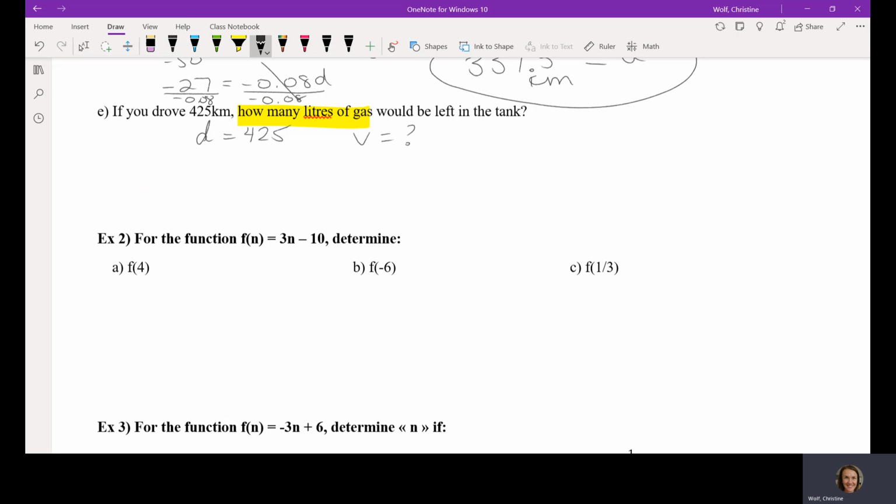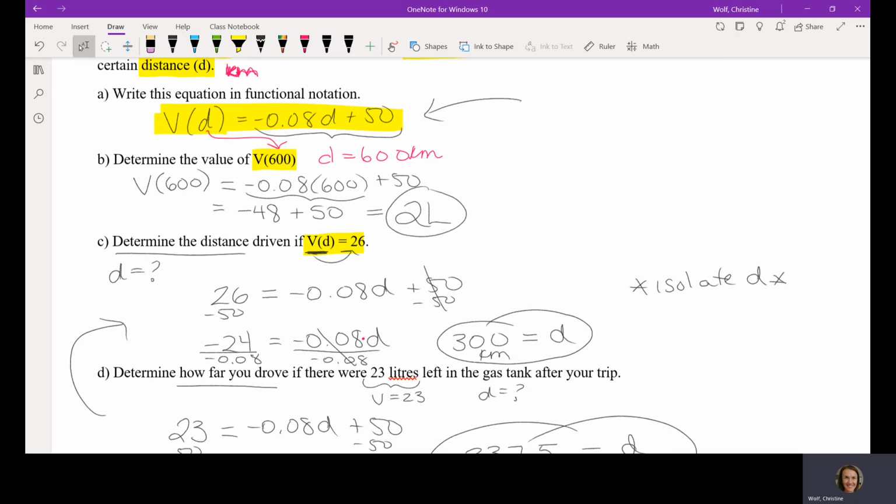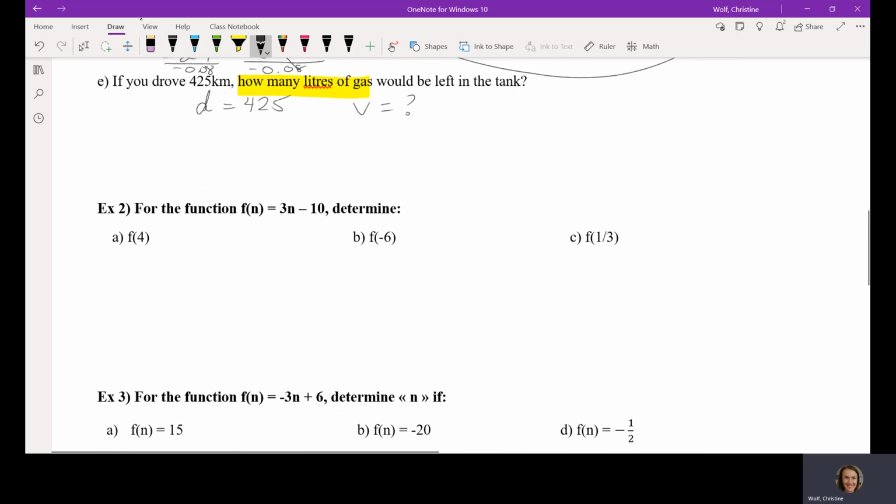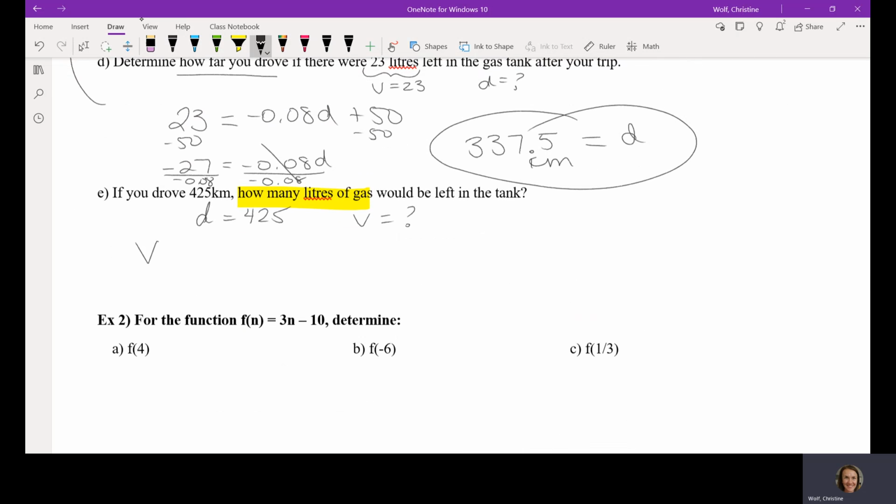Okay, so this question here is similar to B. B is the only other question here where we knew what the distance was. So this question is asking to determine the volume when your D, which is the little letter in brackets beside the V, equals 425. So on the right-hand side, we can also replace that D variable with 425. And now all we have to do is simplify this right-hand side. This just means multiplying those two out. So negative 0.08 times 425.